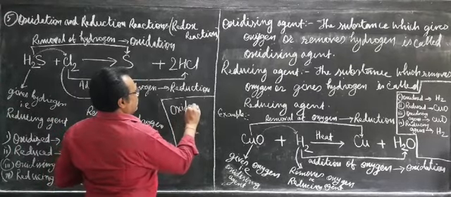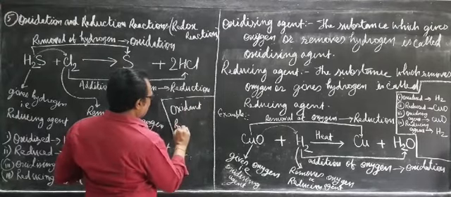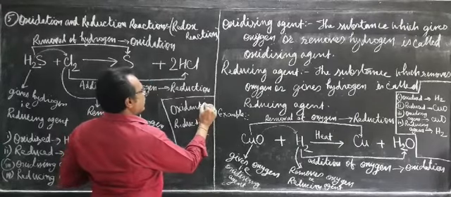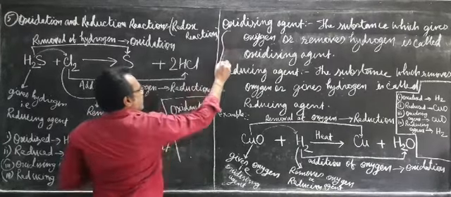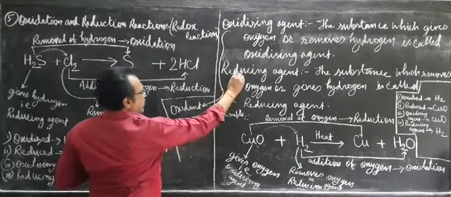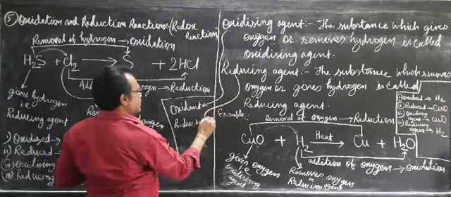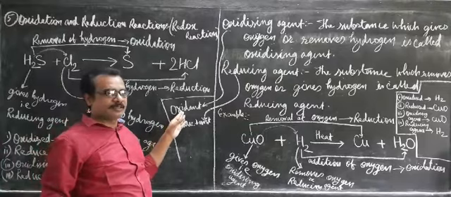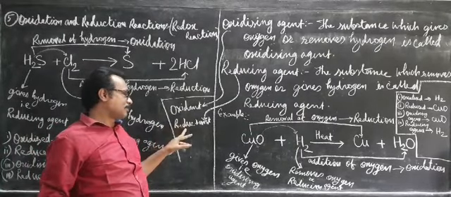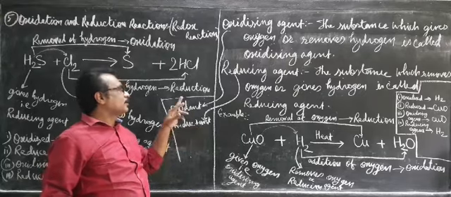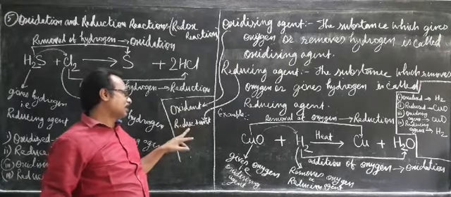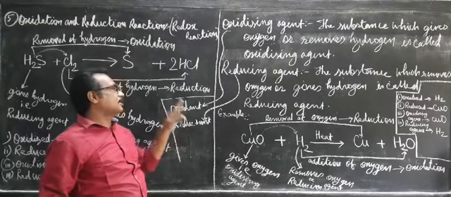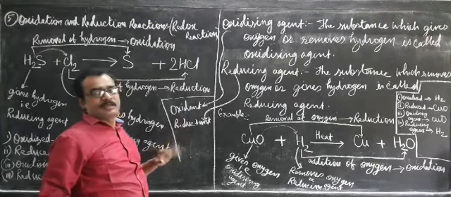Oxidant. Reductant. Oxidizing agent is known as oxidant and reducing agent is known as reductant. So wherever you see oxidant, it is nothing but the oxidizing agent. If somewhere you see reductant, then you must realize it is nothing but the reducing agent. So another name of reducing agent is reductant, and another name of oxidizing agent is oxidant.